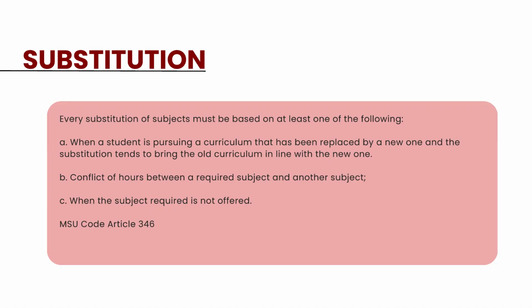Sometimes, a required course in your curriculum isn't available. In such cases, a course substitution can be requested under 3 specific conditions. You are under an old curriculum being aligned with a new one. There is an unavoidable schedule conflict between 2 required courses. The required course is simply not being offered that term.